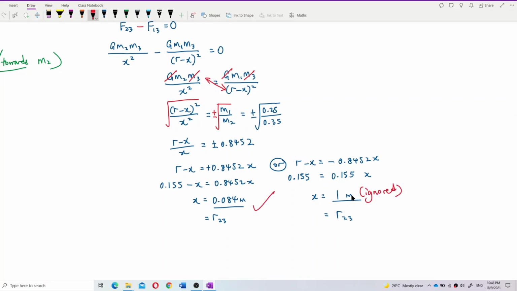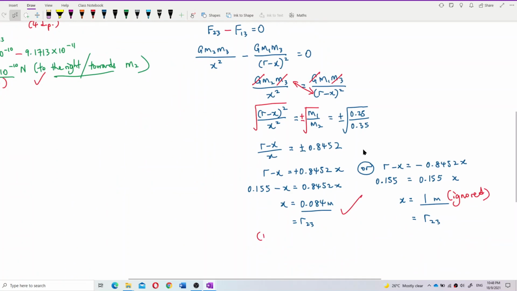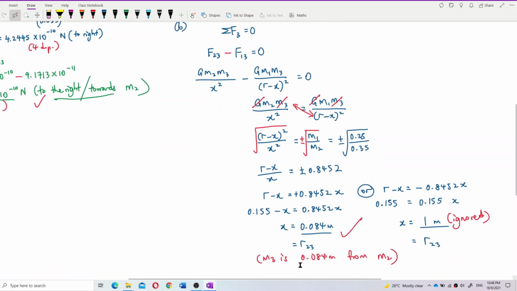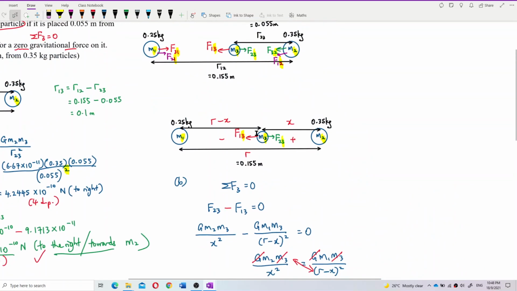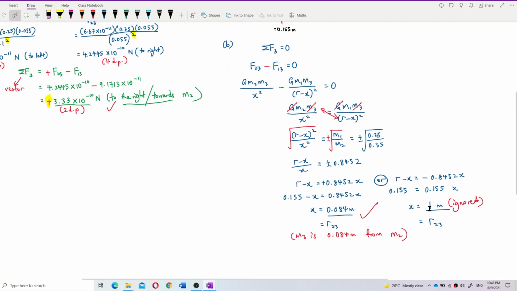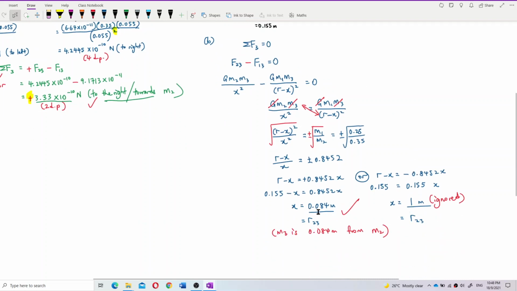So the real answer is this one. Or we can say mass 3 is 0.084 meter from mass 2. So that's the answer. This one, 1 meter, ignore, because it's more than the separation between 2 and 1, so ignore that one. So the answer is 0.084.